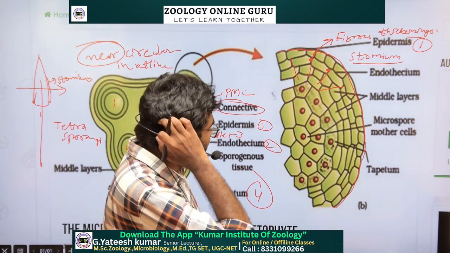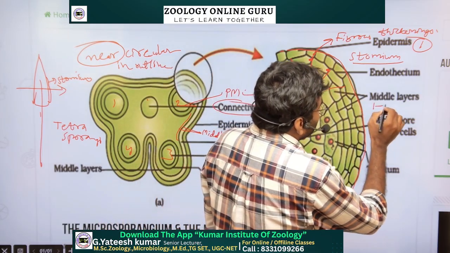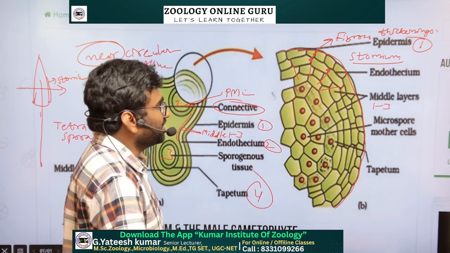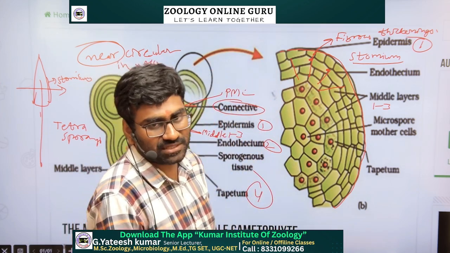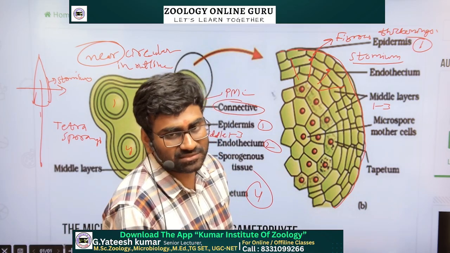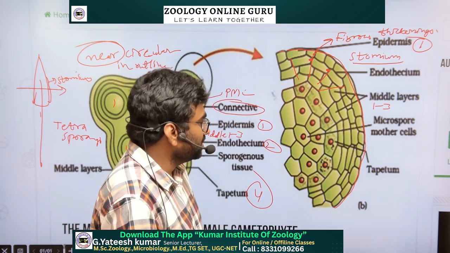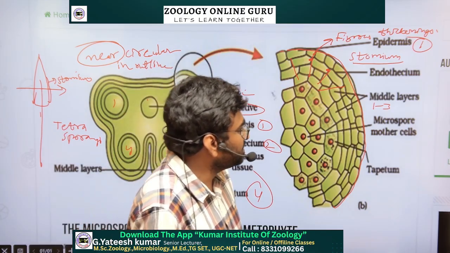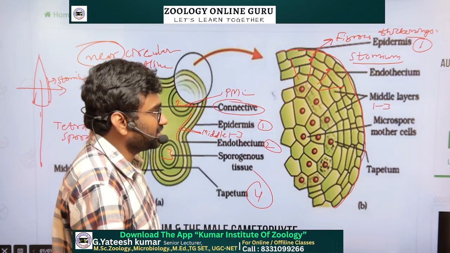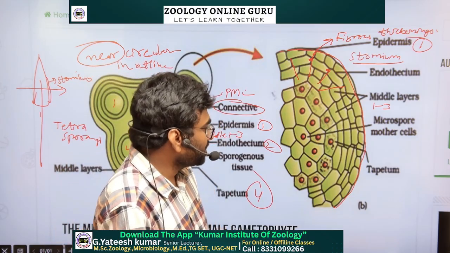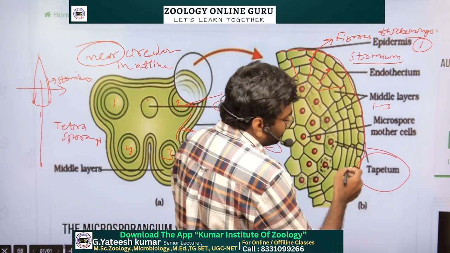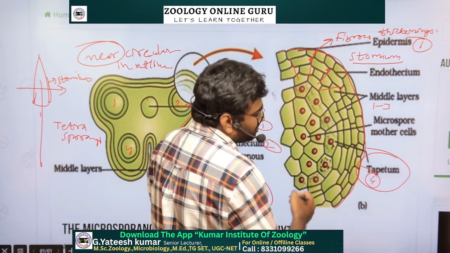Come to the middle wall layers. These middle wall layers are usually 1 to 3 layers, and the function is just like the epidermis and endothecium. Same function, that is protection and dehiscence of the pollen sac, right? These middle wall layers degenerate after some time when the anther becomes mature, and the most important is the tapetum. The tapetum is the innermost wall layer.